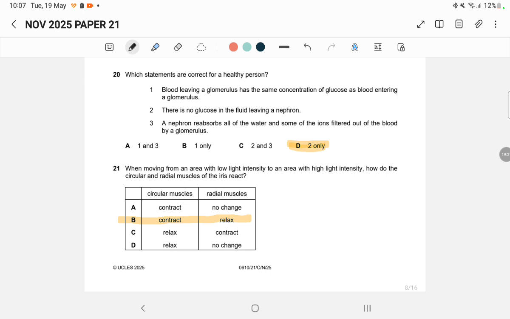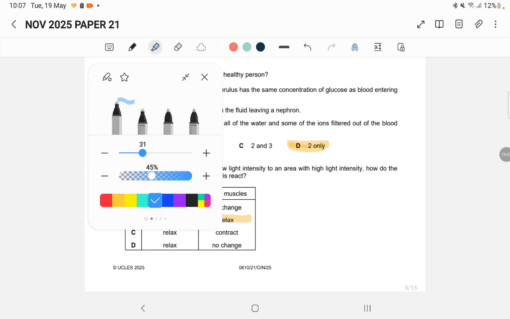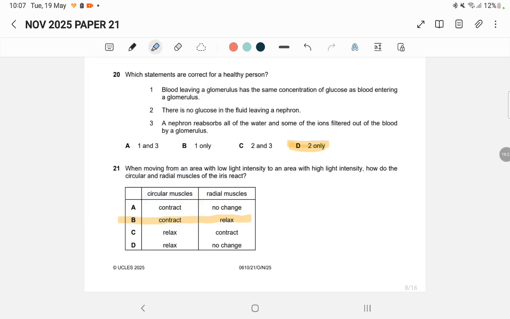Blood leaving the glomerulus has the same concentration of glucose? Of course not, because as the blood enters, the glucose will be 100% absorbed in the proximal convoluted tubule. So you cannot say that the blood leaving the glomerulus will be the same as the blood entering the glomerulus. As the blood enters containing glucose and passes the PCT, which is the proximal convoluted tubule, all of the glucose will be 100% absorbed.